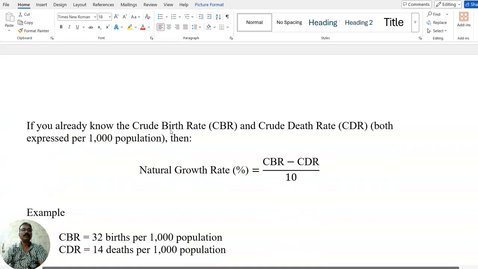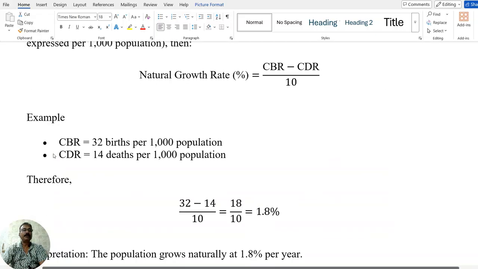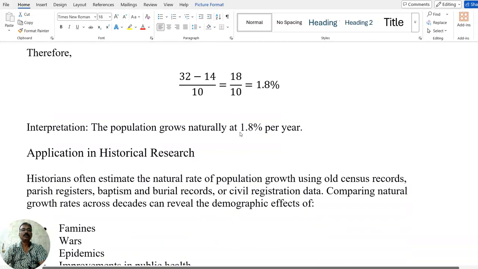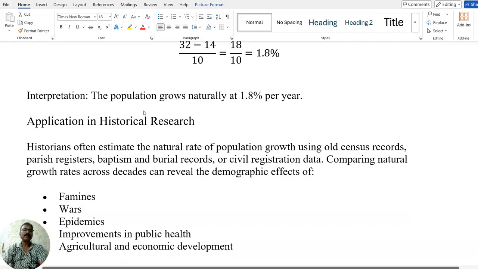So if you already know the crude birth rate and crude death rate, both expressed per 1000 population, then natural growth rate equals crude birth rate minus crude death rate, divided by 10. For example, if the CBR is 32 births per 1000 population and the CDR equals 14 deaths per 1000 population, therefore (32 minus 14) divided by 10 equals 1.8%. So the population grows naturally at 1.8% per year. In this way, we can calculate.